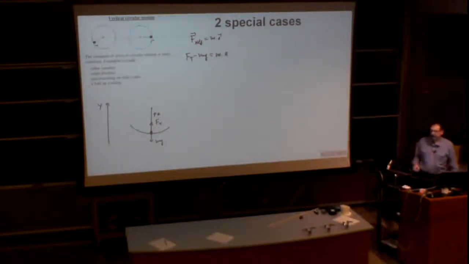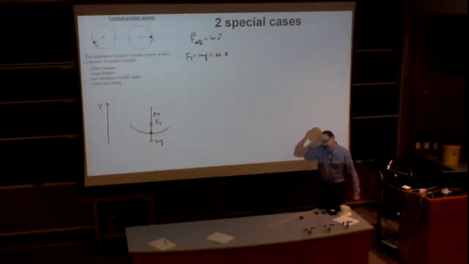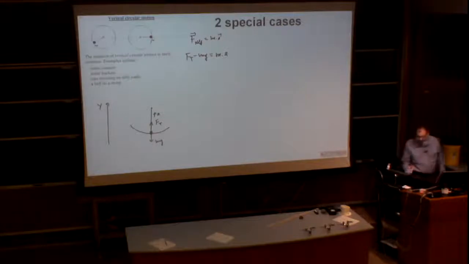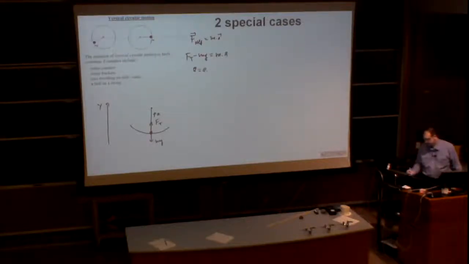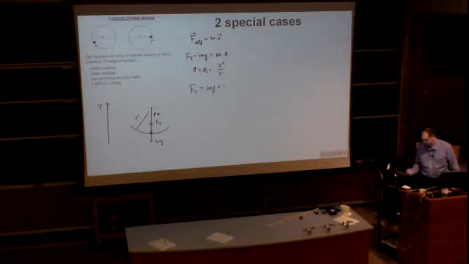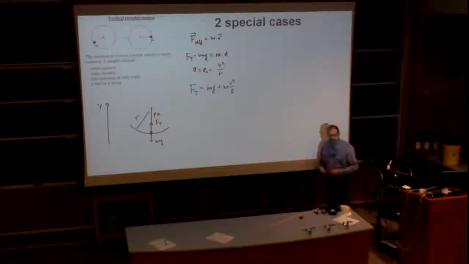But now, at this very instant, when acceleration points straight toward the center, it is centripetal acceleration. So we can also write a second expression, and now, that's it. We can, for example, solve it for the force of tension. It will be equal to mg plus mv squared over r. So at the bottom, the force of tension is greater than just regular weight of an object.